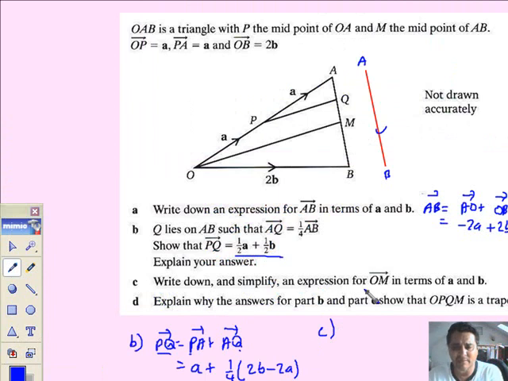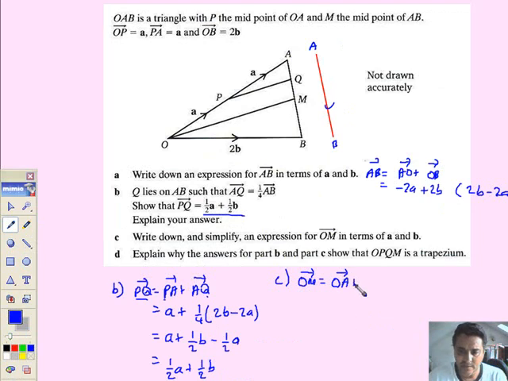Part C. Let's hope I get the question to fit here. Write down and simplify an expression for O to M. So to go from O to M, I must go from O to A, I think one way of doing it anyway, and then go from A to M. Easy. I could have gone up here and then up there, but never mind.